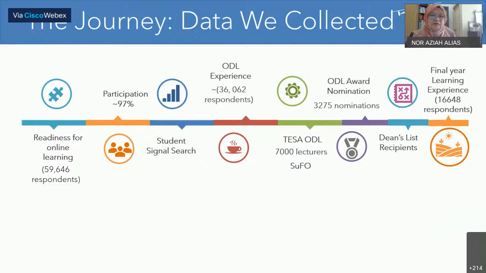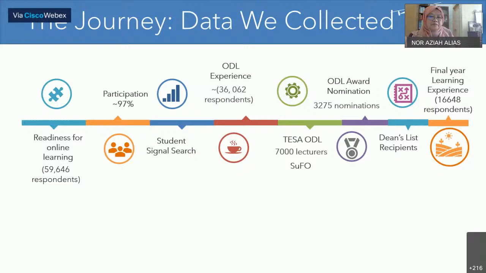When the news came about PKP and MCO, we started with a survey on readiness for online learning. We did it with about 60,000 students. We found that a certain percentage were basically ready. Then we went into ODL, we gauged the participation. We got 97% participation. Every time the faculties will report that. And then we noticed that some students couldn't participate because of issues of connection. We developed a system we call student signal search, so we can check each student's signal, whether they get LTE or 4G or whatever. So we know which students are actually having problems.